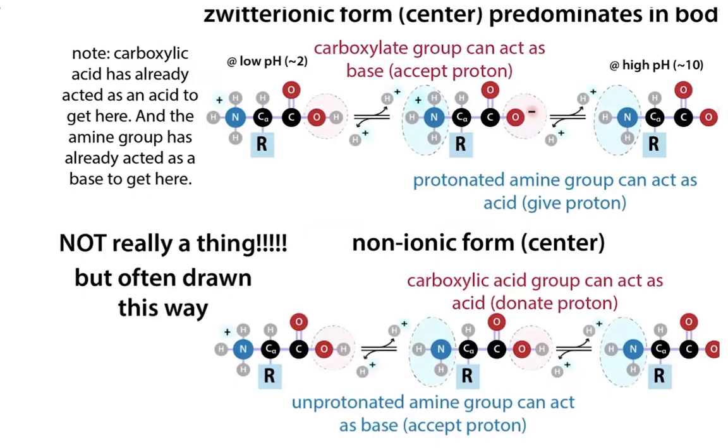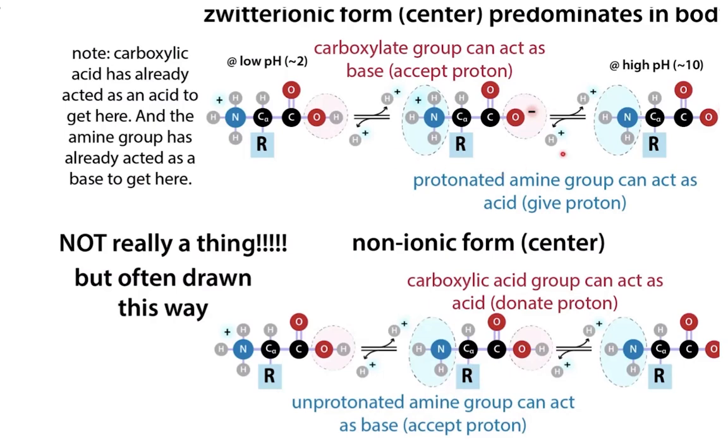I know that sometimes I might accidentally draw it like this because it's kind of the convention, but this is never really going to exist. If you're at a pH low enough to protonate that carboxylate into a carboxylic acid group, the amino group is definitely going to be protonated. And if you're at a high enough pH that you've deprotonated the amino group, the carboxylic acid group is definitely going to be deprotonated. So I don't want you drawing this non-ionic form, where you have an NH2 or an OH.